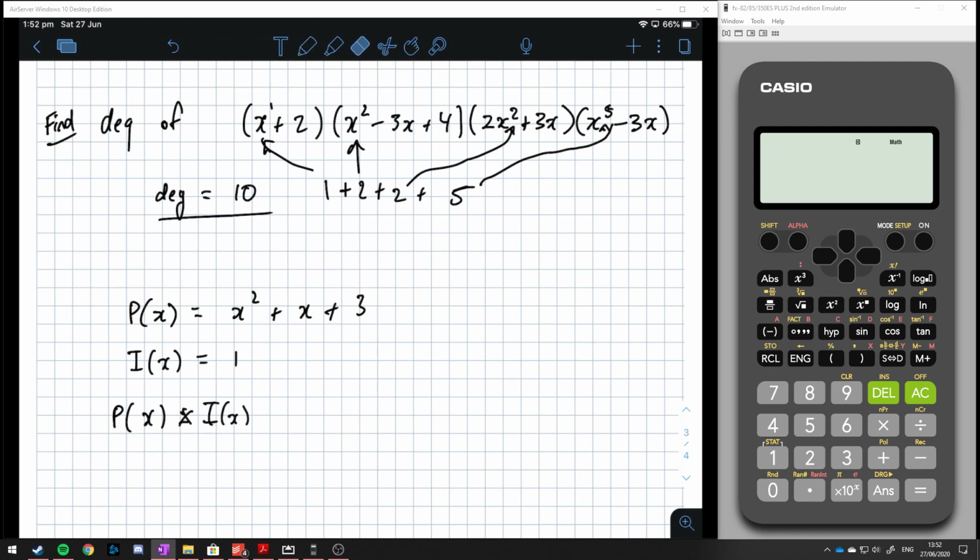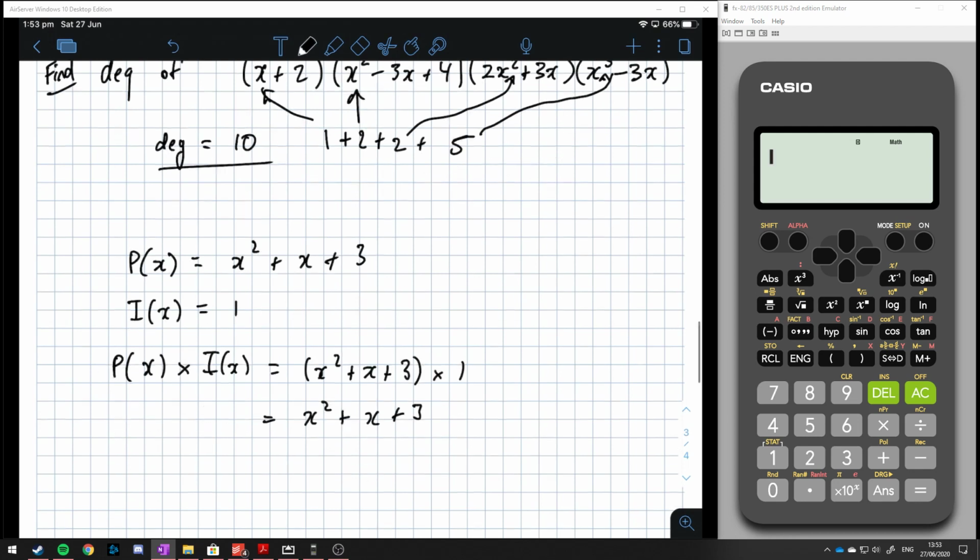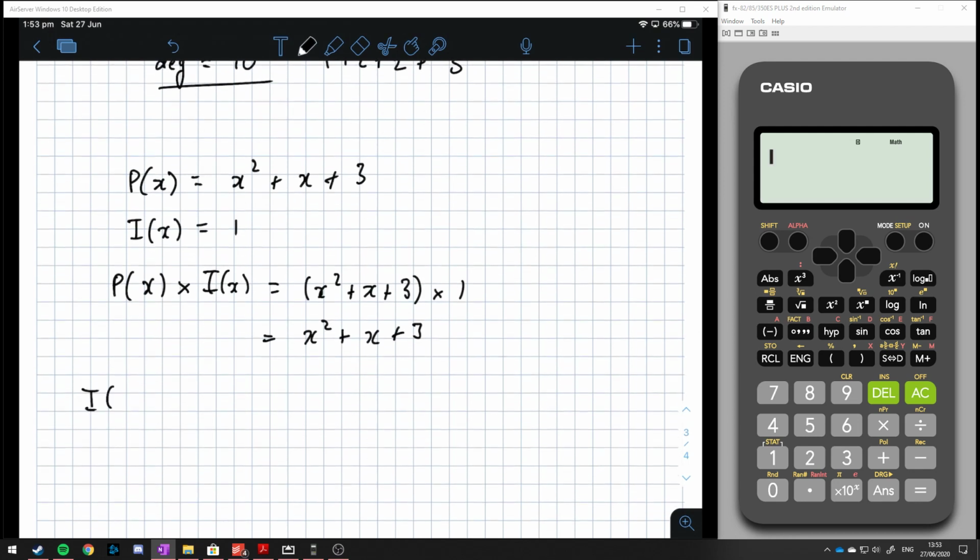And that's equal to x squared plus x plus 3 times 1. So that's just equal to x squared plus x plus 3. So I of x is known as the identity polynomial.